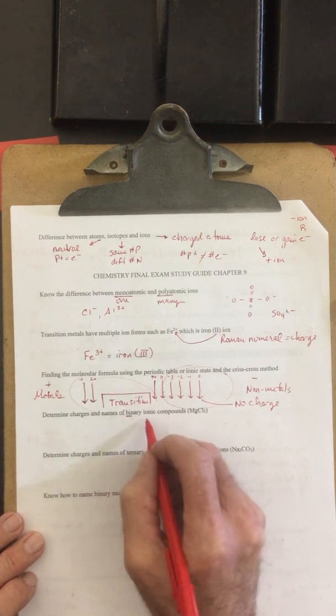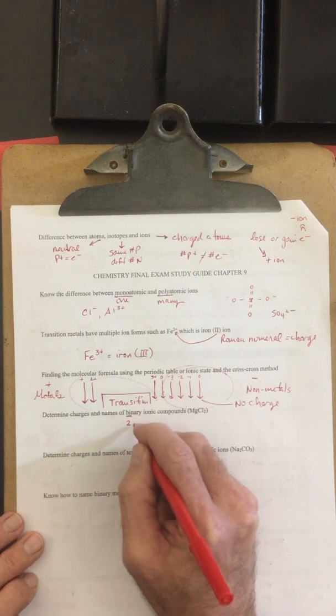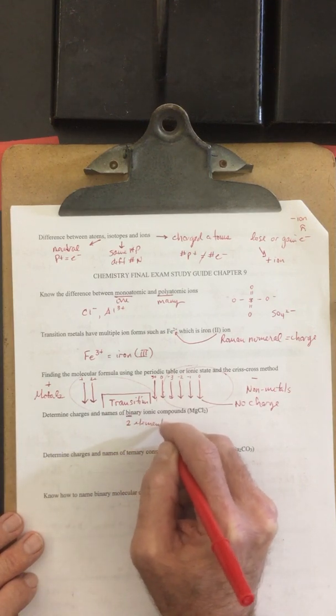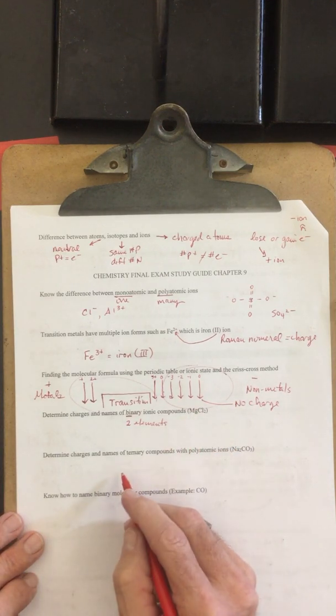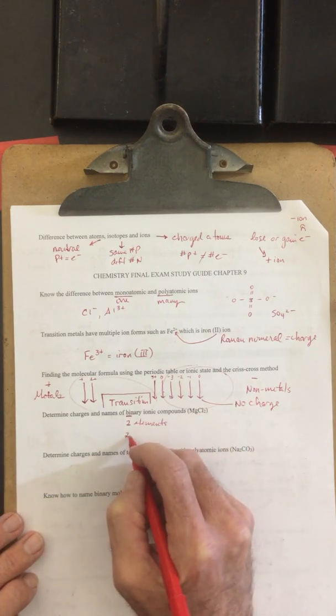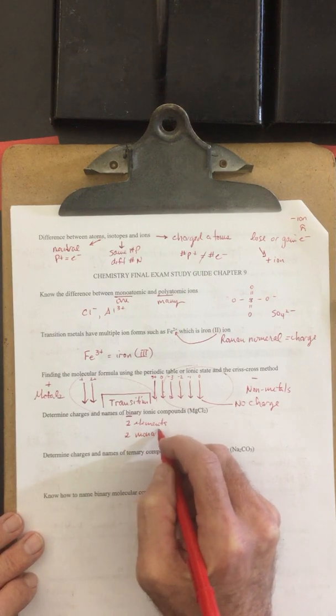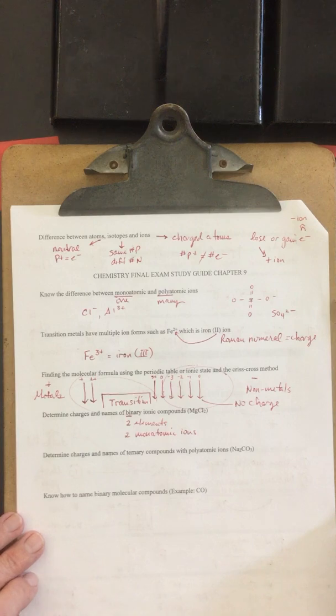So binary ionic compounds, meaning that I have bi means 2, so I have 2 elements, magnesium and chlorine. Because I have 2 elements, I have a monoatomic ion and a second monoatomic ion. So a binary ionic compound is composed of 2 monoatomic ions.